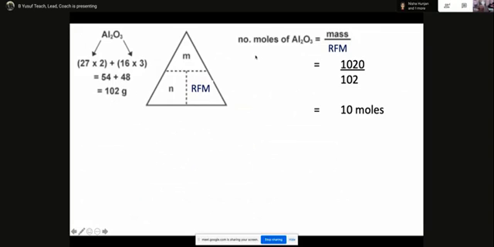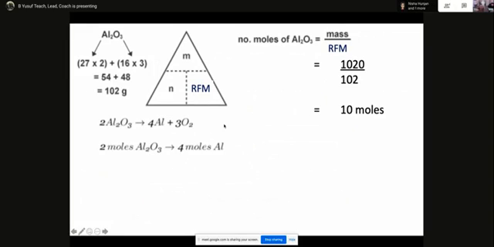How would you use this to help you work out the number of moles? You've got the mass that was given to you in the question, 1,020 grams, divided by the relative formula mass, 102, that you've calculated on the left-hand side, and that gives you 10 moles of aluminium oxide. Even if you find the question really challenging, if you can work out the number of moles, you will still score some marks, which will demonstrate to the examiner that you understand some of the principles.